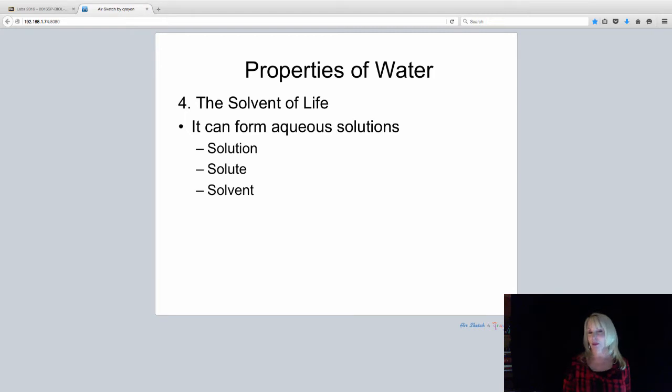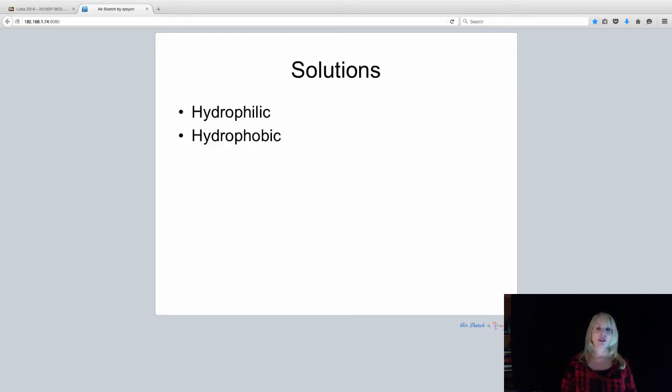We already talked about some things that don't, but when you make a solution, you have a solute and a solvent. Water is the universal solvent. So if you dissolve a solute into the solvent like sugar or salt, solute plus solvent make a solution. Now, there's 2 different kinds of solutions. There's hydrophilic, loves water. Hydrophobic doesn't love water. Fats, oils, fuels, waxes don't like water.